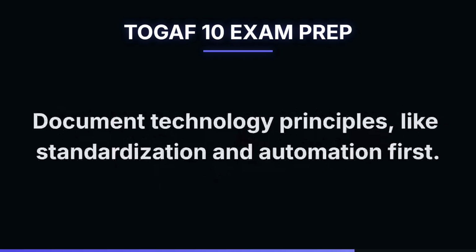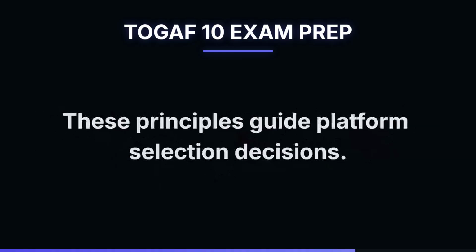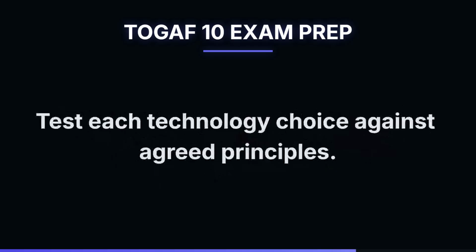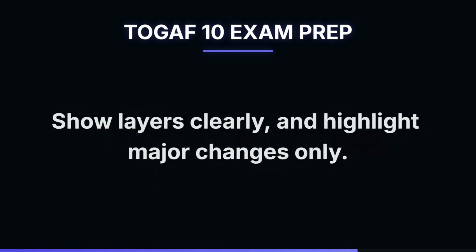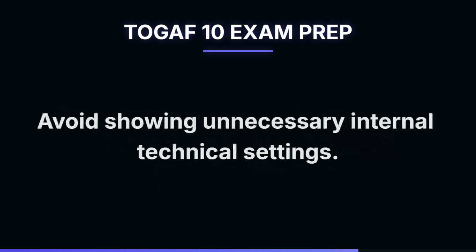Document technology principles, like standardization and automation first. These principles guide platform selection decisions. Test each technology choice against agreed principles. During governance review, present a simple technology stack diagram. Show layers clearly, and highlight major changes only. Avoid showing unnecessary internal technical settings.